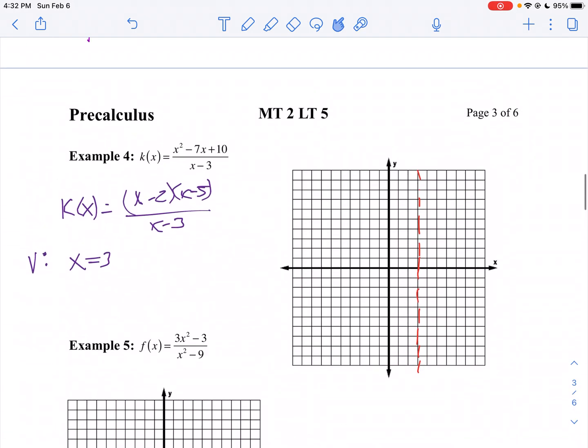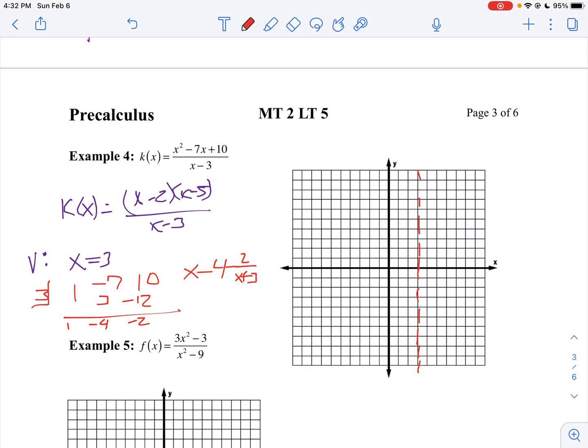So now let's take x squared minus 7x plus 10 and divide it by x minus 3. I'm going to use synthetic division for that. So I'm going to use 3, then I have 1, negative 7, and 10. If I bring down my 1, I get 3, so I get negative 4. Negative 12, I get minus 2. So my slant asymptote is going to be x minus 4 minus 2 all over x minus 3. But like I said, this 2 over x minus 3, as x gets really, really big, goes to 0. So I'm going to graph x minus 4 as my slant asymptote.